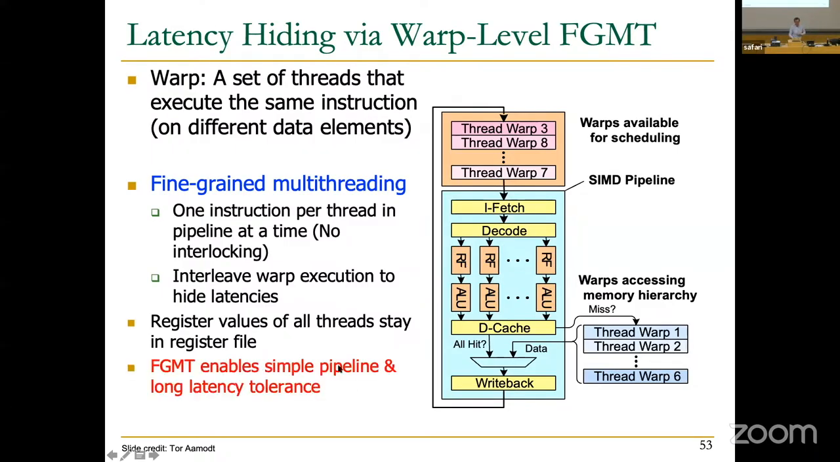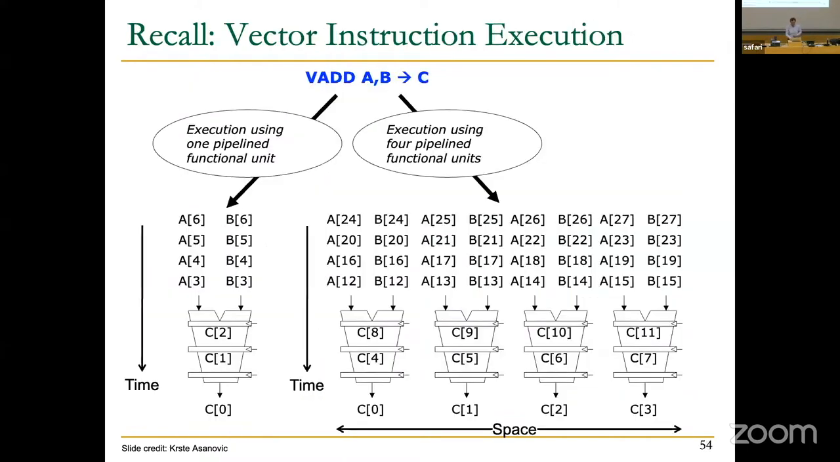And fine-grained multithreading enables two major things. One is a simple pipeline, no dependency checking, as we have discussed. But of course, you need to figure out whether you need to wait for memory. And long latency tolerance, meaning you can have many, many warps. While one warp is waiting, another warp is executing. Right? Hopefully, not all warps are waiting. And this is why this is actually a great fit for graphics. You have millions of threads operating on the same large image and video doing the same operations.